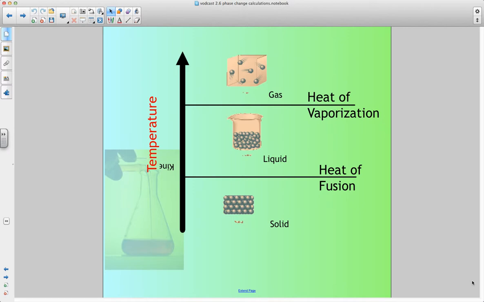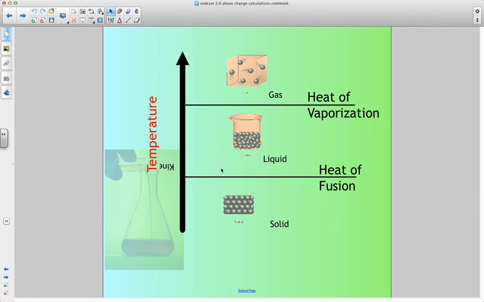Okay, this video is going to deal with phase change calculations, and it's the first video out of two, so be on the lookout for another one coming up shortly. This one's just going to continue with our kinetic theory that we've been learning about in our energy unit. So we're going to start to apply this a little bit in the form of calculations.